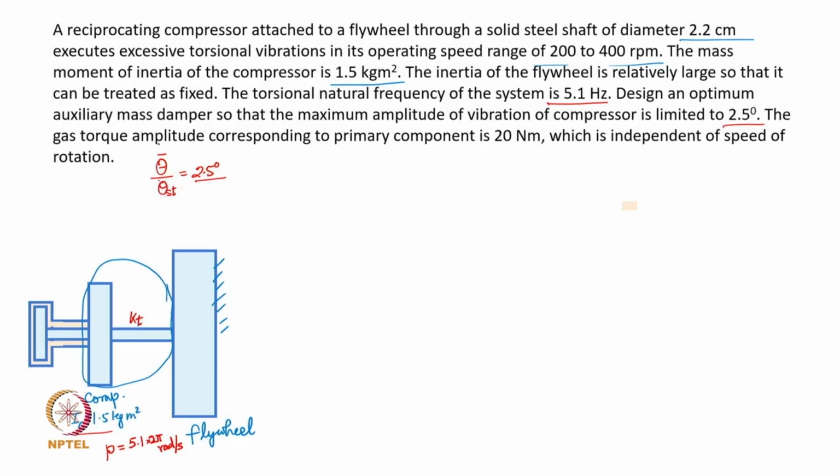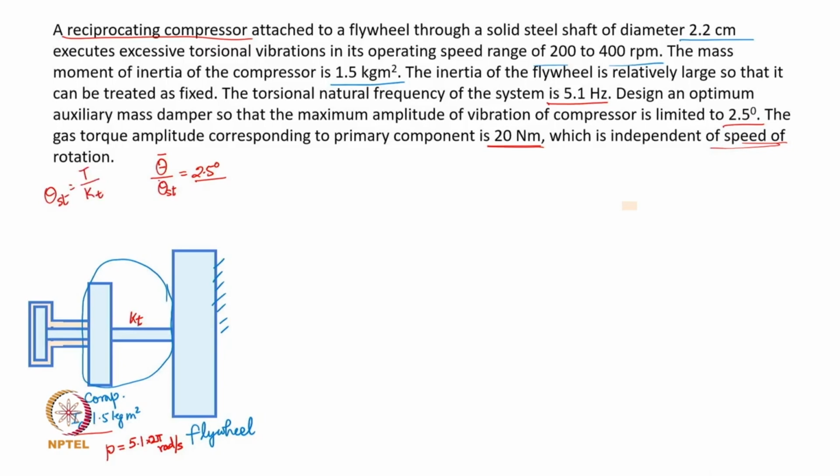Because it says that the gas torque is having a primary component of 20 Newton meter. Mind you, it is a reciprocating compressor, so you will have primary and secondary torque. And more importantly, for the sake of simple calculations, it is declared that it is independent of speed of rotation. So you don't worry about the variation in the primary component over a speed range. So assuming that to be the case, we know theta st, that is the static twist in the shaft, it's going to be what? T by kt.